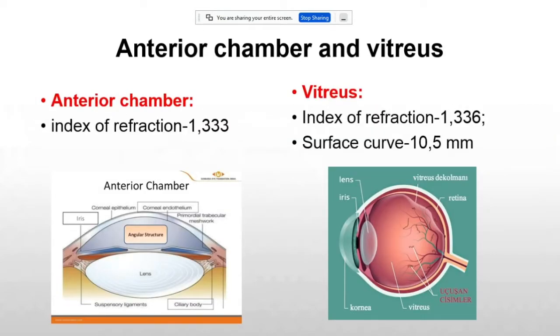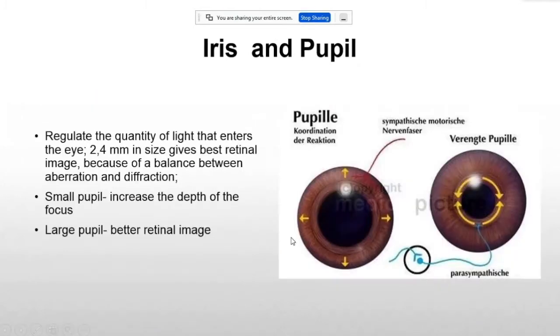Other refraction media are of less importance, but they are still part of the refraction structure of the eye. They have nearly one and the same index of refraction. You see that's the anterior chamber liquid and vitreous. They are also part of the refraction structure. We mentioned that the diaphragm of the camera is compared to the pupil in the human eye.